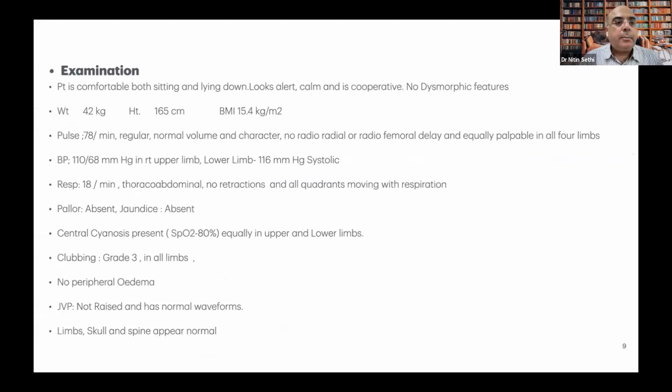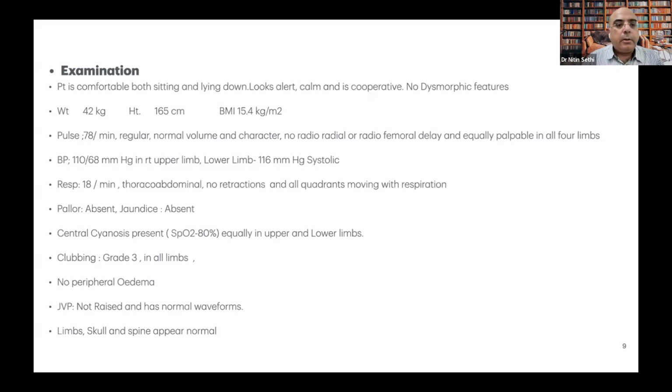Pulse was 78 per minute, regular, normal volume and character with no radial or radiofemoral delay, and equally palpable in all the four limbs. The BP was 110 by 68 millimeter of mercury in the right upper limb, and in the lower limb it was 116 millimeter of mercury systolic. Respiration was 18 per minute, thoracoabdominal with no retractions, and all chest quadrants moving equally with respiration.